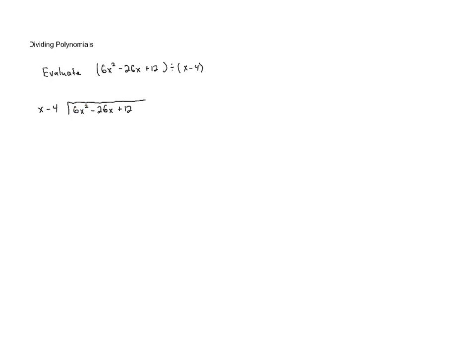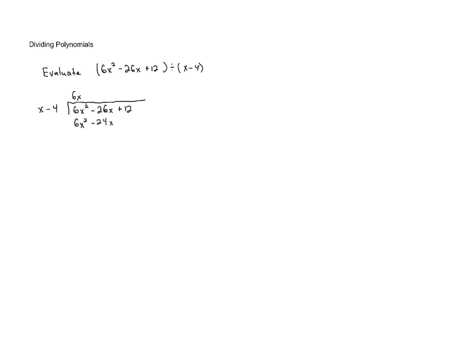And we need to ask ourselves, how many times does x go into 6x squared? Or equivalently, what can we multiply x by to get 6x squared? And if we multiply x by 6x, that gives us 6x squared. So this is a little bit different from regular long division. But once we have what goes up here, just like regular long division, we're going to multiply this times this and put the result down here. So 6x times x is 6x squared. And then 6x times negative 4 is negative 24x.